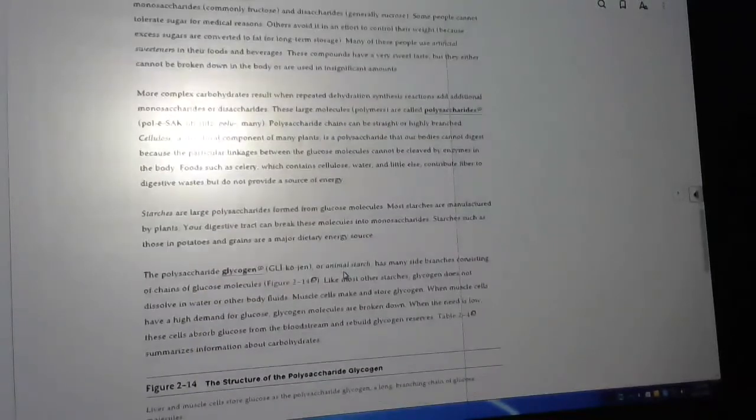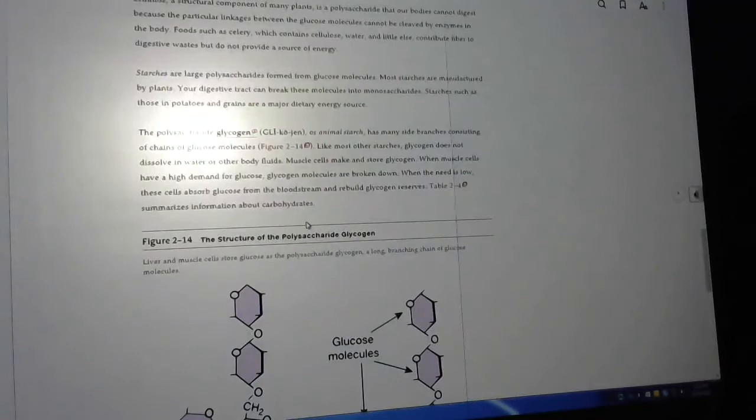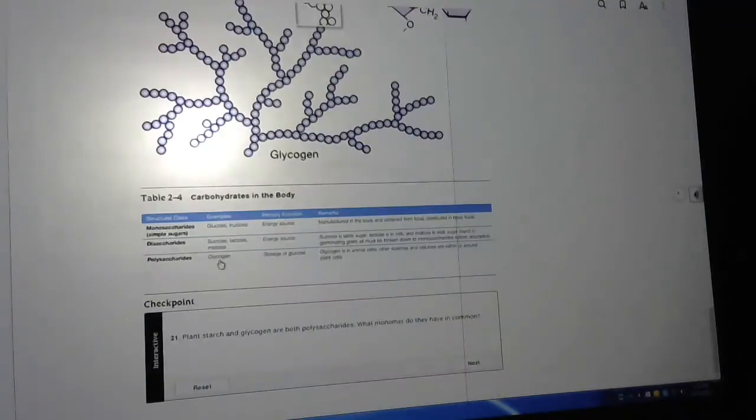Okay, so a polysaccharide that we talk about a lot is glycogen. Glycogen is what we use to store glucose. We store glucose as glycogen. That's part of the muscle process, which we'll talk about when we get in. Here's a nice little table. This will help you understand what we just talked about there. Make sure you go through that.